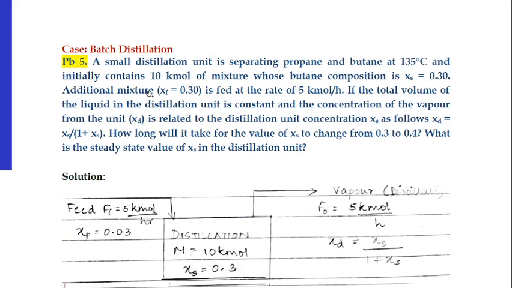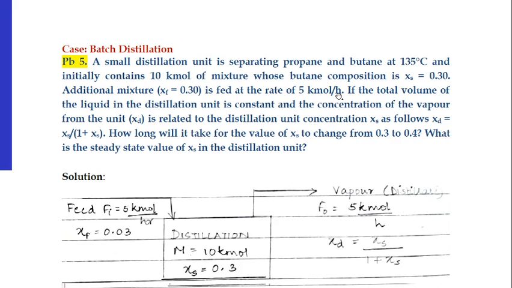We'll add additional mixture with the same composition, XF is equal to 0.3, fed at the rate of 5 kilomole per hour. So it's a continuous process. Continuously we are adding 5 kilomole per hour of the feed with the same concentration as the original. So this was at the beginning. Then we start adding at a 5 kilomole per hour rate from t is equal to 0.